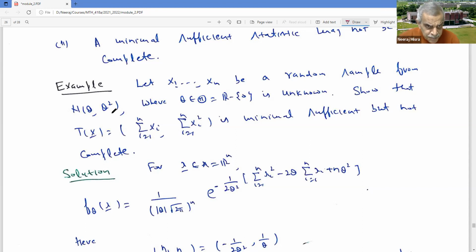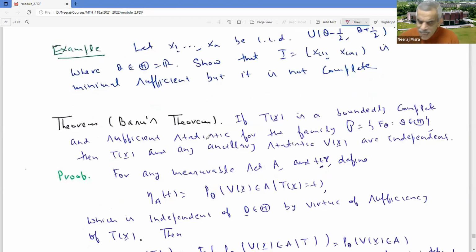Why? Because you see the information about theta is contained in the mean, which is summation x_i by n, as well as in the other terms in the statistic. This brings us to the result which is called Basu's Theorem.